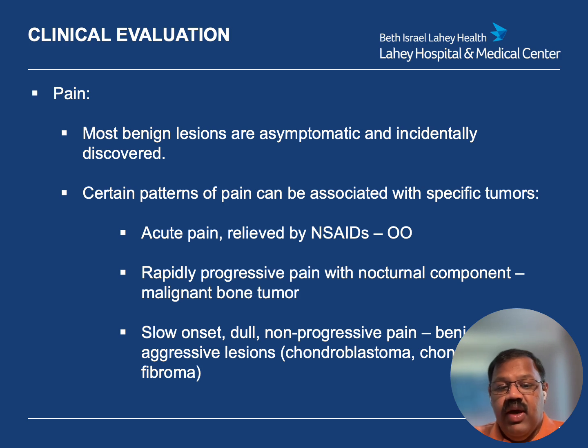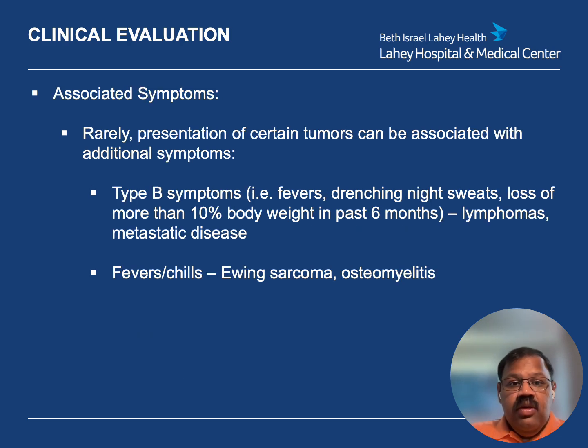And similarly, slow onset, dull, non-progressive pain can be associated with benign aggressive lesions like chondroblastomas, chondromyxoid fibromas, or giant cell tumors. In addition, it is important to also look at some of the associated symptoms.